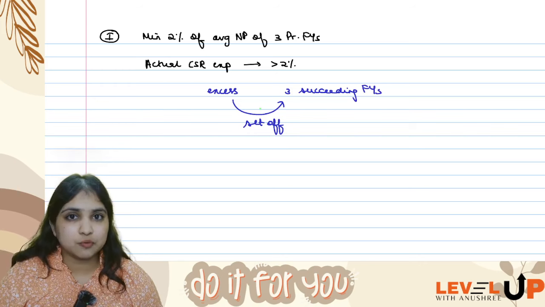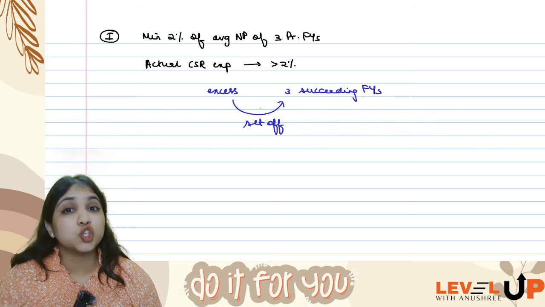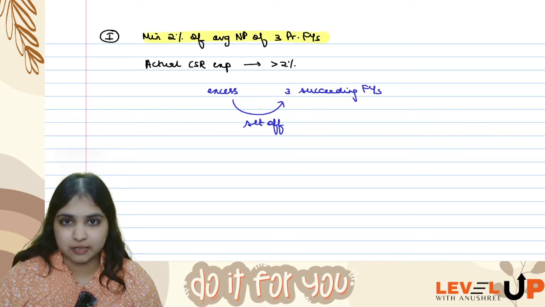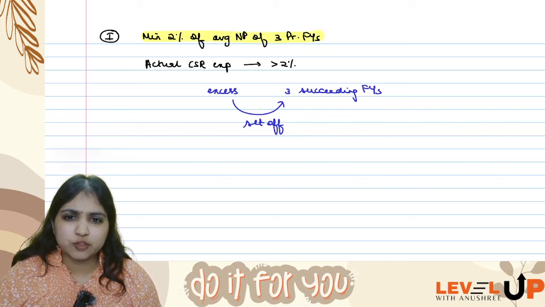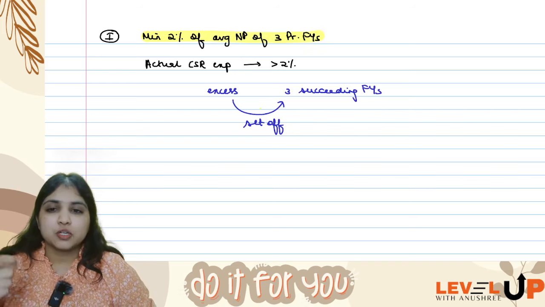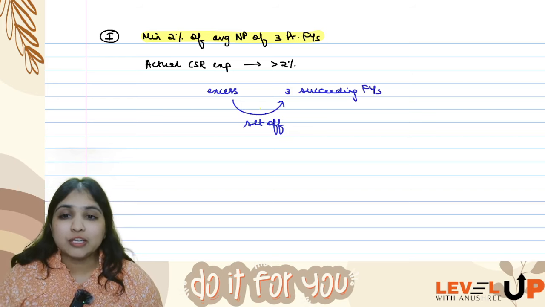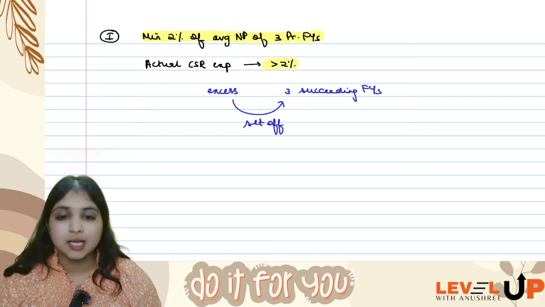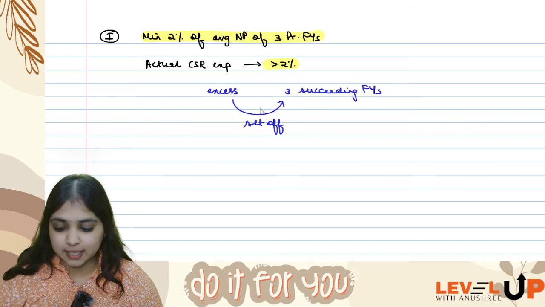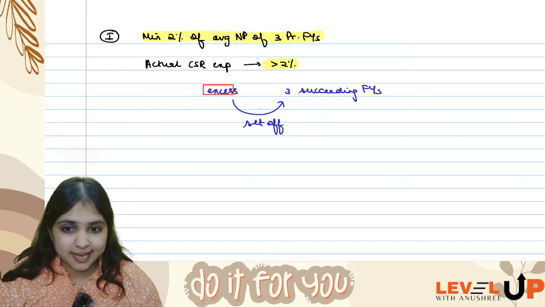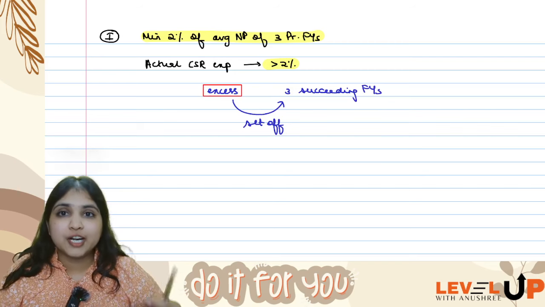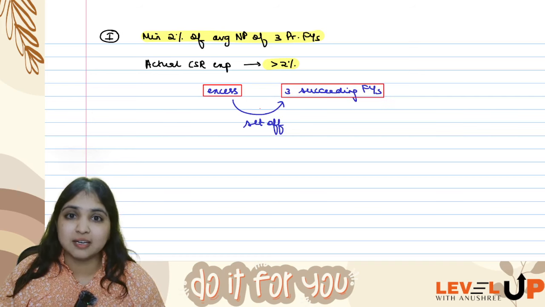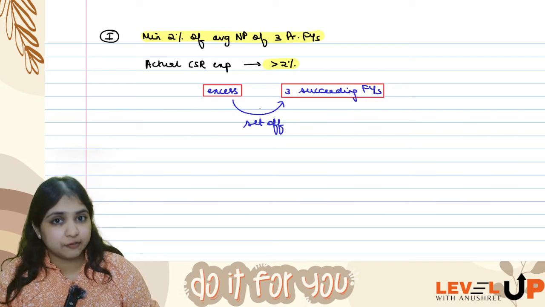Minimum the company is supposed to ensure it spends 2% of the average net profit of 3 preceding financial years. You know the significance of the word ensure, all that we've already discussed. So right now my focus is on what if the company spends more than this 2%. In that case, I will see what is the excess that the company has spent over and above 2%, how much extra has the company spent. That can be set off against the requirement of the next 3 succeeding financial years.